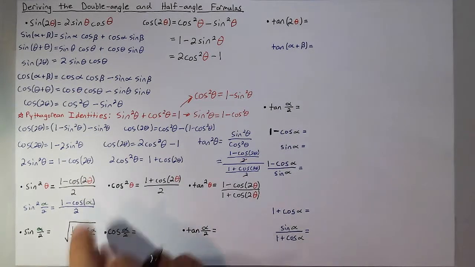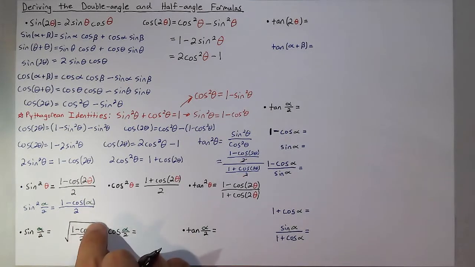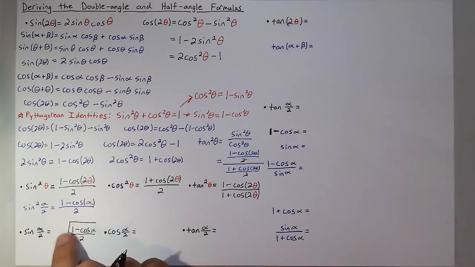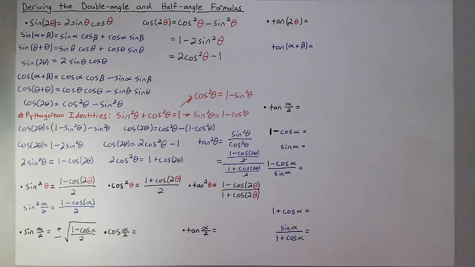Now I have to be careful, because now that I take half the angle, it doesn't necessarily account for whether it's going to be positive or negative, since the square root always has to be positive. This could still be a negative value, so we'll have to keep that in mind whenever we use this formula. So this is really plus or minus the square root, depending on what quadrant half of the angle puts it in. And I could do the same for the others.